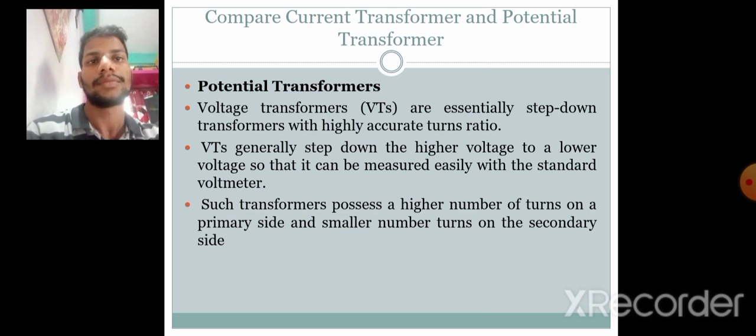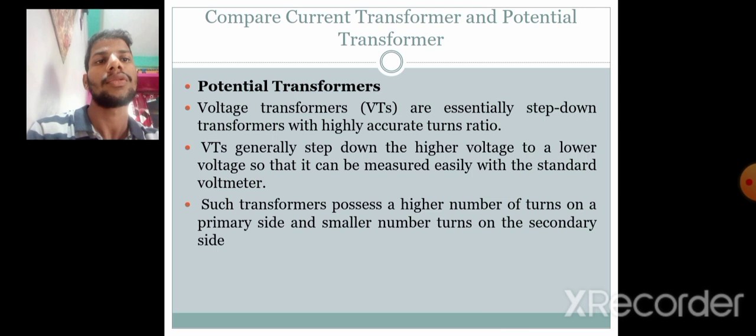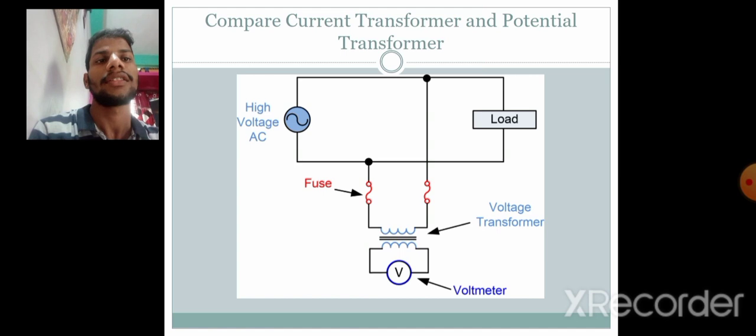And now potential transformer. Voltage transformers, or VTs, are essentially step down transformers with a highly accurate turns ratio. Potential transformers generally step down the higher voltage to a lower voltage so that it can be measured easily with a standard voltmeter. Such a transformer possesses a higher number of turns on the primary side and a smaller number of turns on the secondary side.